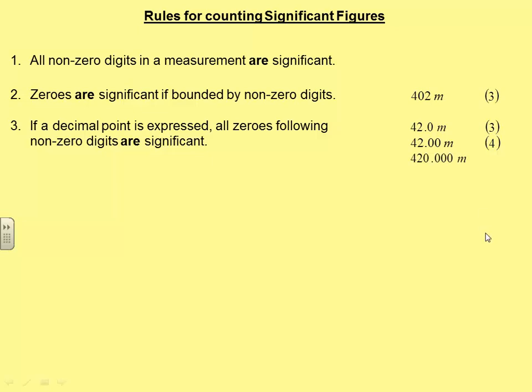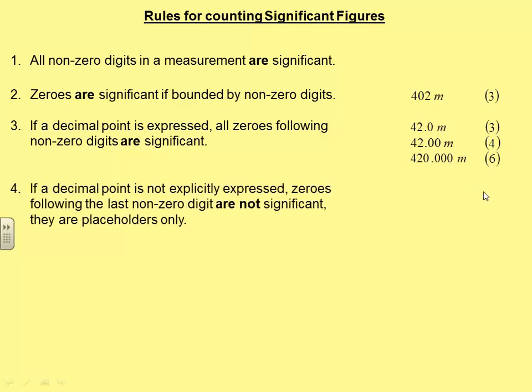How about 420.000 meters? Well, hopefully you see that that would be 6 significant figures. Again, the 4 and the 2 aren't zeros, and it says all zeros following the non-zero digit. It doesn't matter if the 0 is before or after the decimal point. If there's a decimal point, zeros following non-zero digits count. So all 4 of these zeros count, and this is precise to the nearest tenth, hundredth, thousandth of a meter. We estimated to the nearest thousandth of a meter, or millimeter, if you will.